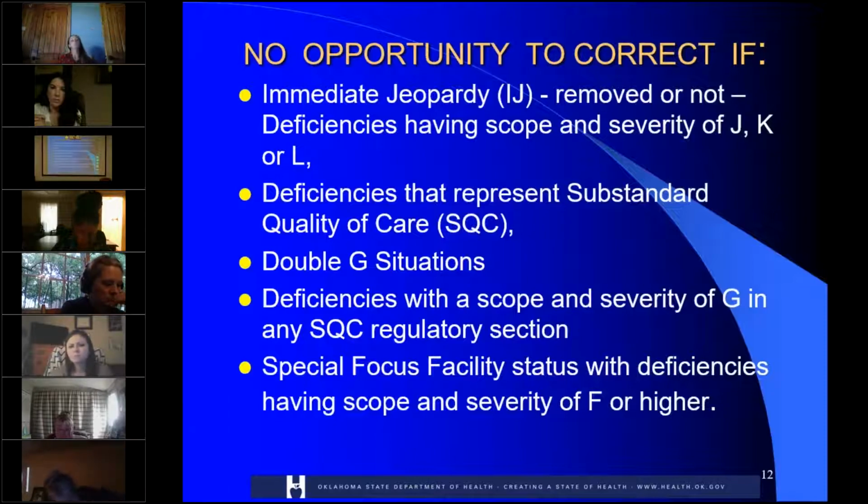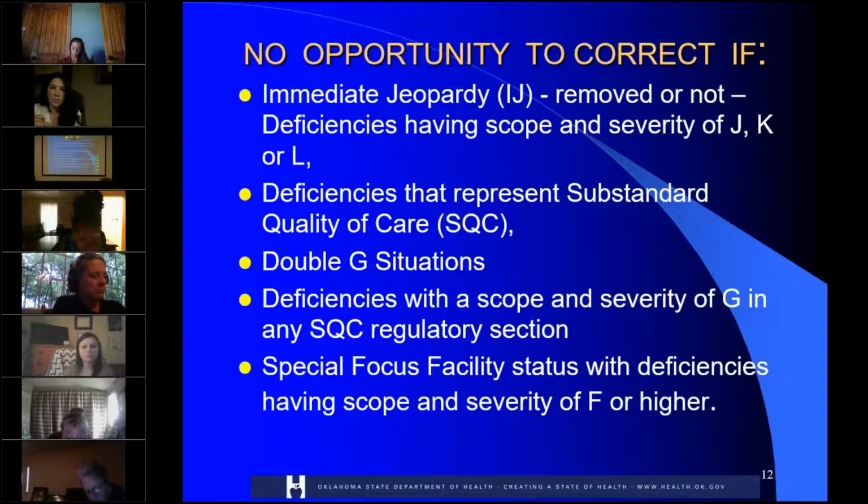If it's past non-compliance, you're not going to have a DPNA imposed. You're just going to be cited the CMP for that past non-compliance issue, because it's already corrected technically. Deficiencies that represent substandard quality of care, so that's any of them on that federal regulation chart that were red, that I showed you earlier. Anything that's F and then H and above, they're automatically going to be substandard quality of care, and you're not going to have an opportunity to correct for the penalty imposed.